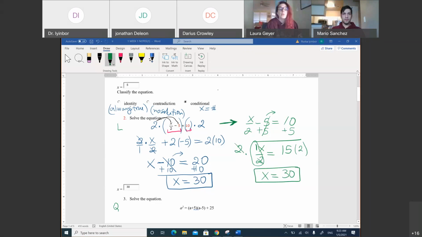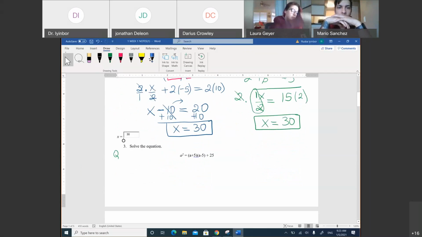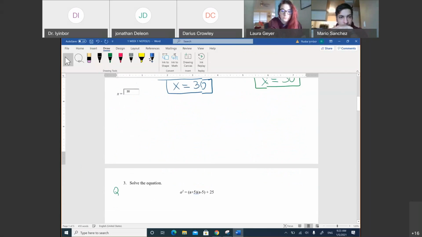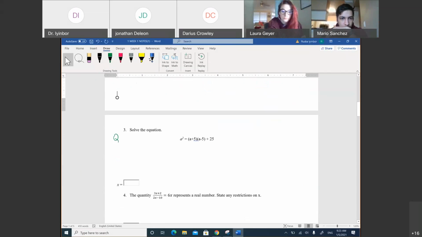Okay, here we go. We have number 3. Number 3 looks like a quadratic equation, but we're going to be able to solve it. When you do the parentheses, you're going to see that it's going to become a linear equation. Some equations look quadratic, but when you start solving them, you're going to see this quadratic equation become a linear equation.